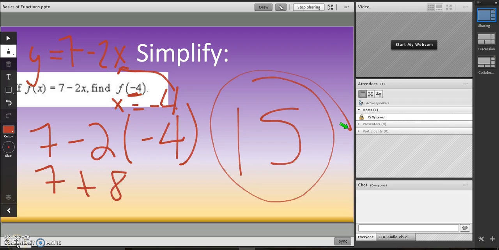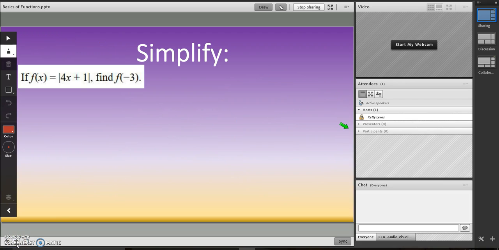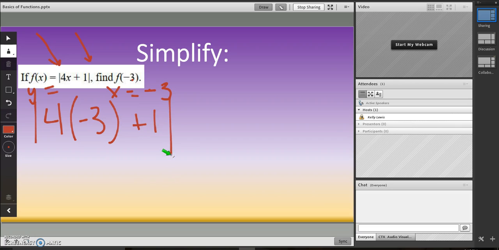Let's do another one like that. Remember these lines right here mean absolute value. So whatever's inside, you're going to take the positive of it. So I'm going to pop in, this means x equals -3. Remember this f of x is the same as y. So I'm going to do the absolute value of 4 times -3 plus 1. Remember these are absolute values.